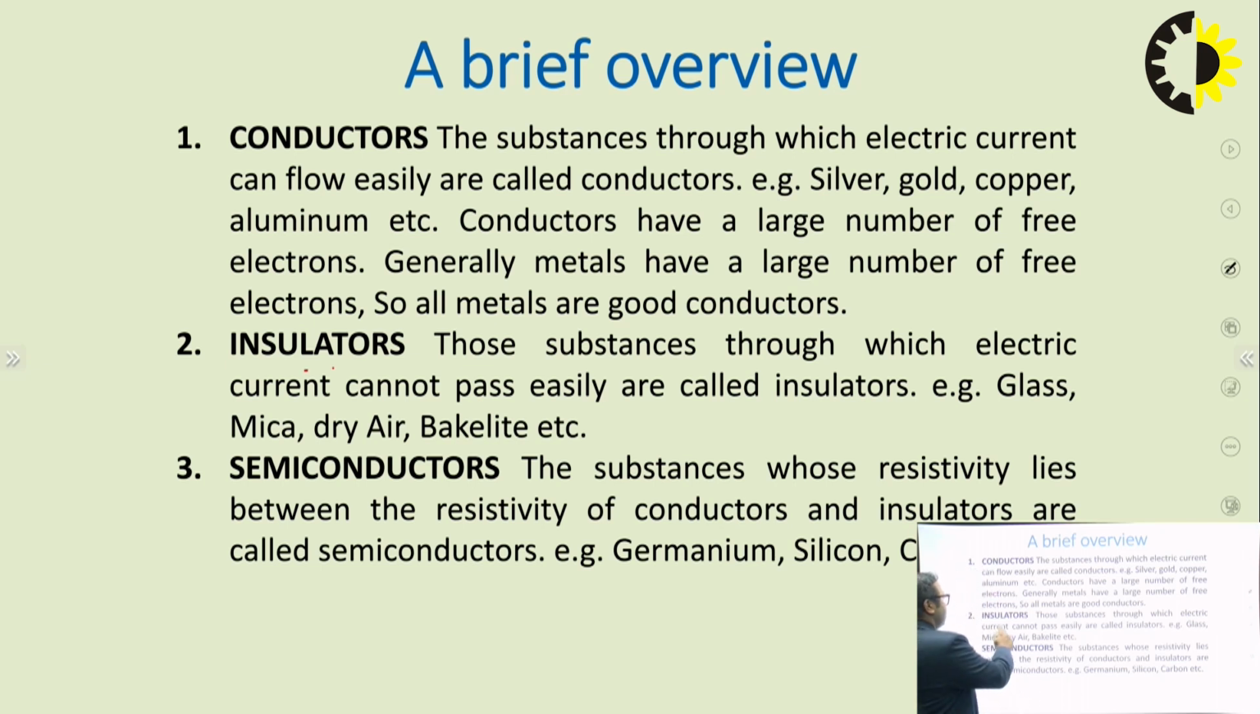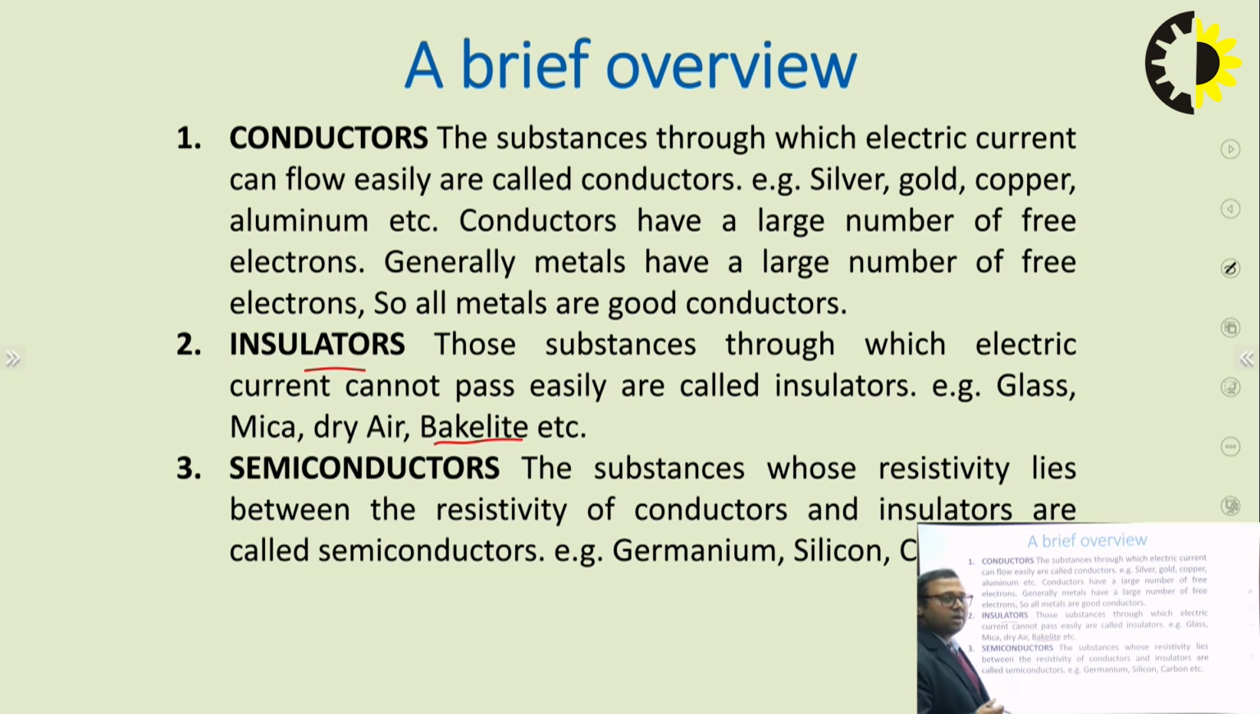Then the second type is the insulator. These are substances in which electrical current cannot pass through easily, and that's why these substances are known as insulators. Examples of insulators are glass, mica, dry air, and bakelite.